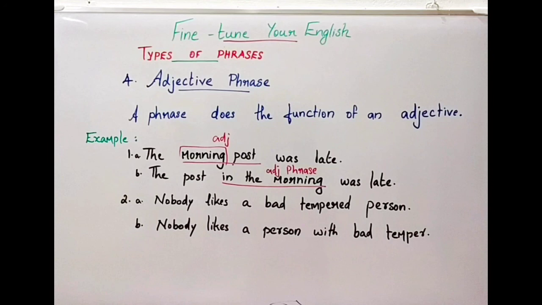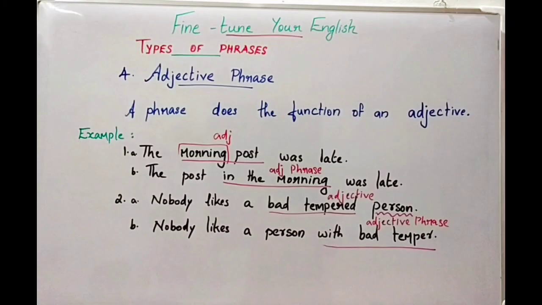In the first example, an adjective is a single word, morning. Morning is a single word used here as an adjective. But see the second example, nobody likes a bad-tempered person. Here, bad-tempered is the adjective. So we can understand that sometimes a collection of words, more than one word, can also be an adjective.